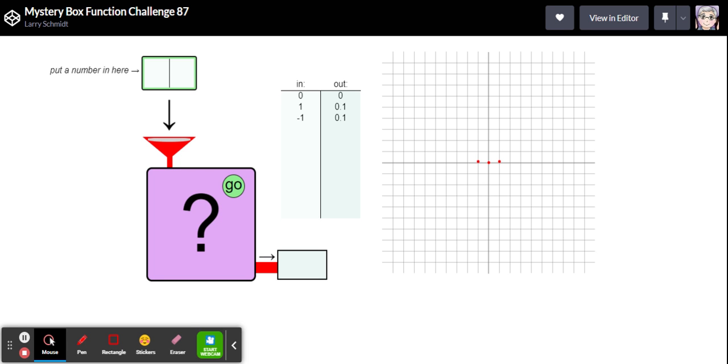Okay, so maybe this is a quadratic. Maybe this is an absolute value function. Let's try a 2. Okay, I think I see what's going on. Let's try a -2.